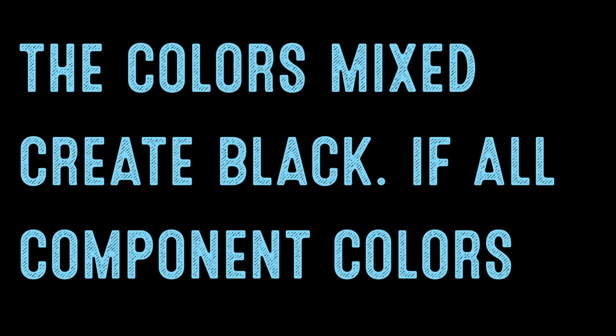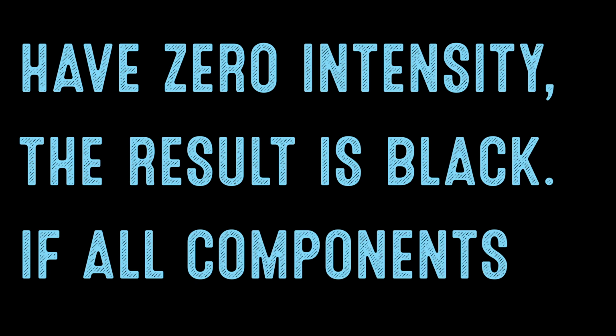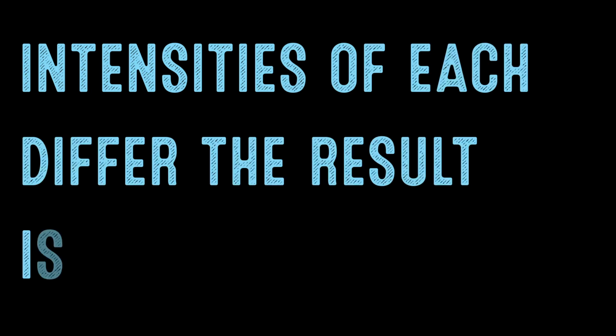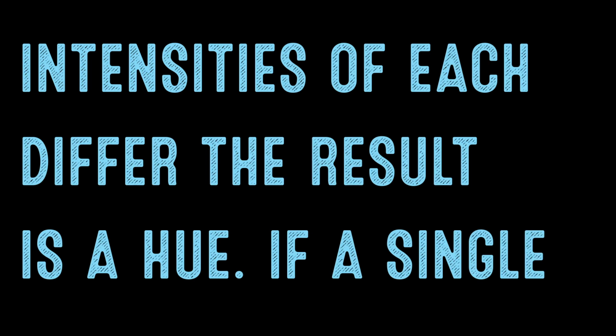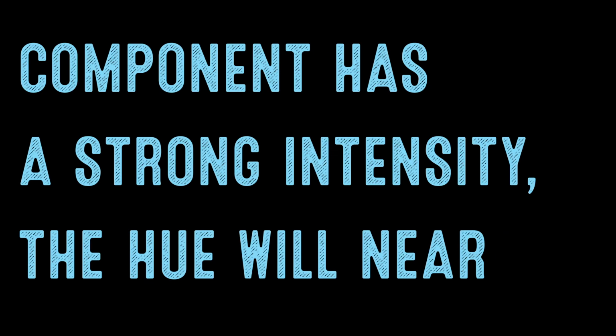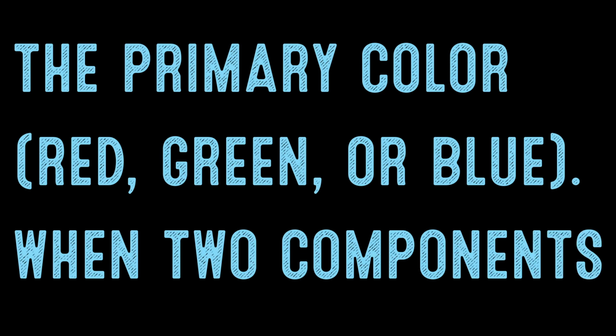If all component colors have zero intensity, the result is black. If all components have the same intensity, the result is gray. When the intensities of each differ, the result is a hue. If a single component has a strong intensity, the hue will near the primary color: red, green, or blue.